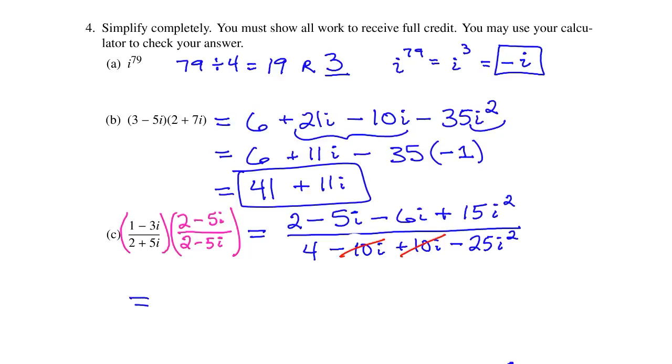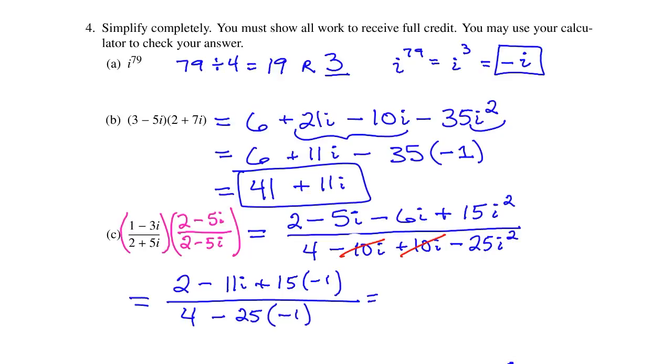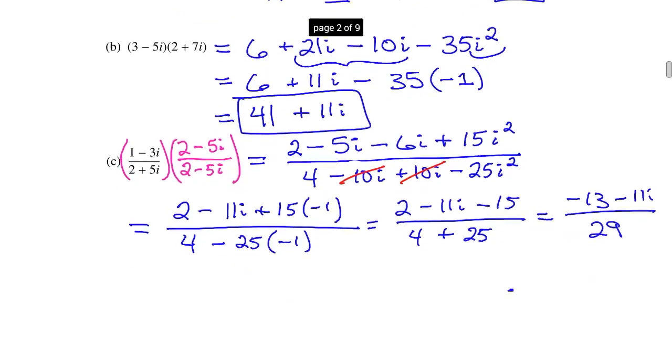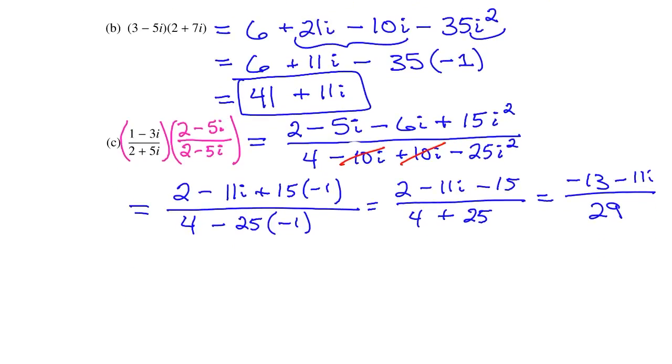Let's simplify the top. This is going to be 2 minus 11i plus 15 times negative 1 divided by 4 minus 25 times negative 1. That gives me 2 minus 11i minus 15 over 4 plus 25. So this is equal to negative 13 minus 11i over 29. And finally, we want to write this as a complex number. So we have to split up the fraction. It's negative 13 over 29 minus 11 over 29 i.